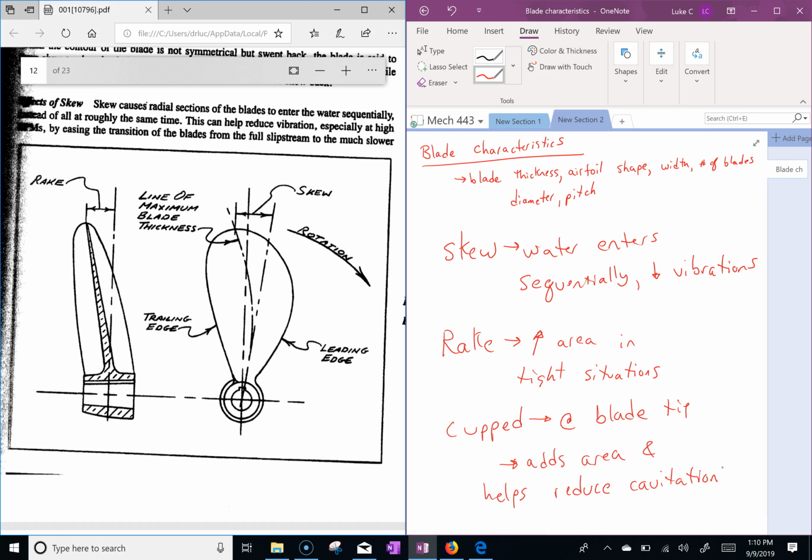So you can have a prop that's skewed with cup. It just curls up at the end. That would significantly help reduce cavitation. There really isn't much theoretical basis to say it's going to reduce cavitation. It's more of a let's try it and see what happens kind of thing.